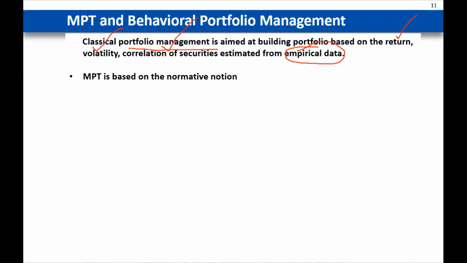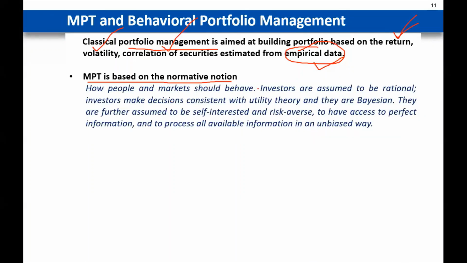So the thing is that the reality is different from what is assumed by the modern portfolio theory. Modern portfolio theory has assumed that investors are rational. They collect the return data, they collect the volatility data, and they estimate that, and they collect the empirical data. So the modern portfolio theory is based on the normative notion.